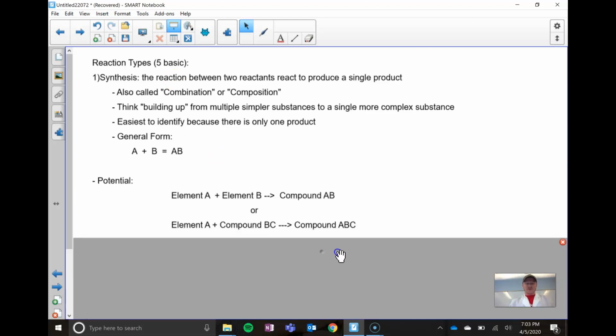Some ways that we will see this reaction, and I want to do examples so this will gel together. As I already mentioned, you might have element A plus element B coming together to form a compound, AB. Sometimes, though, you might have an element combining with a simple compound, compound BC, to form a more complex compound, compound ABC. So it's just a larger compound. But notice, in each of these cases, there's just a single product. So two smaller things coming together to synthesize a larger product.